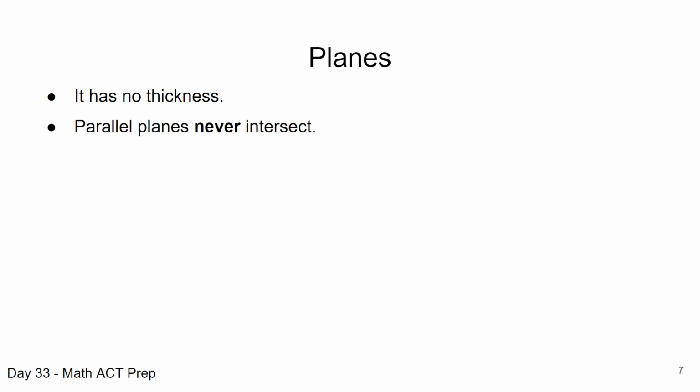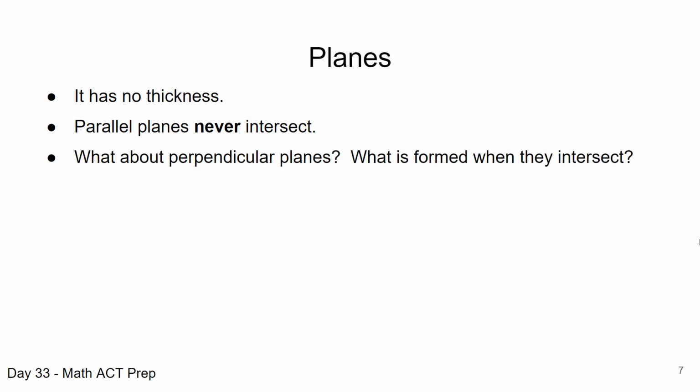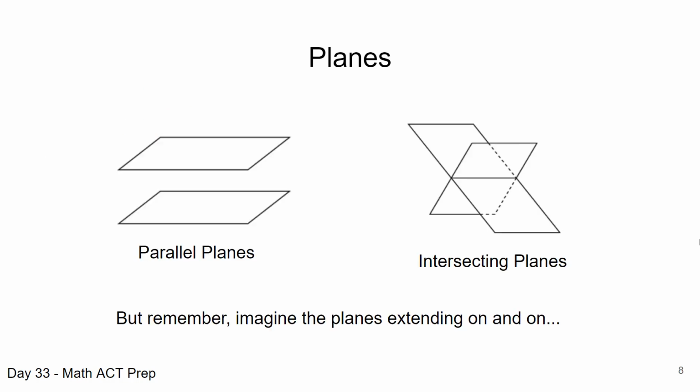Now, parallel planes, what do we mean here? Just like with parallel lines, we can have parallel planes, and that means they never intersect. We're going to look at a picture here in a minute. And then we also have perpendicular planes, just like with perpendicular lines. The picture on the left is our parallel planes. Remember, they go on and on infinitely. They're not going to cross, though. They're not going to ever intersect.